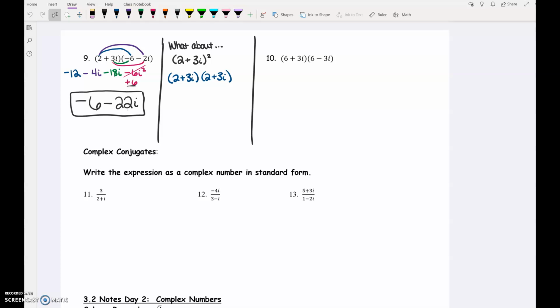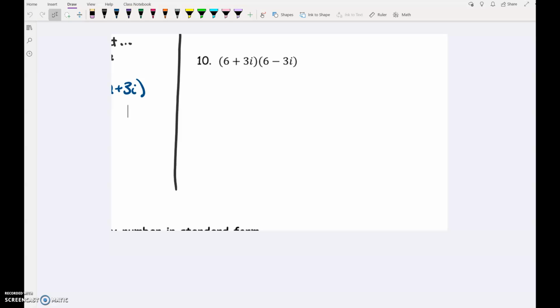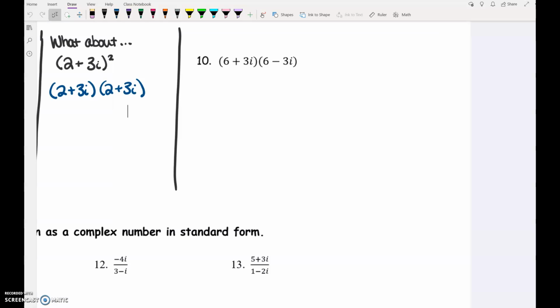Today we're going to start with number 10 because it leads us directly into complex conjugates. What do you notice about number 10 that's kind of unique? They're nearly the same except for the sign. One of them is addition, the other is subtraction. Let's see what happens when we double distribute.